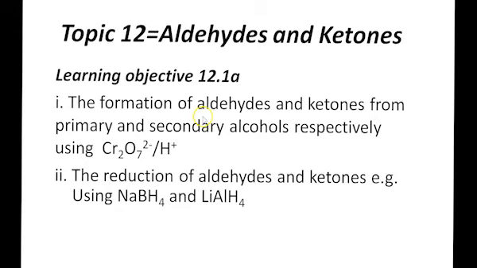This video is about topic 12.1a1 and 2, the formation of aldehydes and ketones from primary and secondary alcohols respectively by using acidified dichromate ions. Number 2, the reduction of aldehydes and ketones by using reducing agents sodium tetrahydroborate in water and lithium tetrahydroaluminate in dry ether.